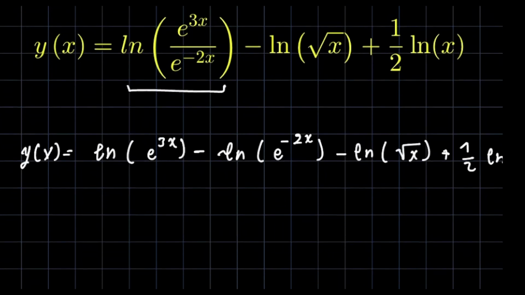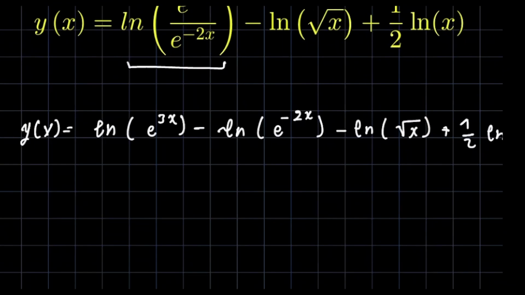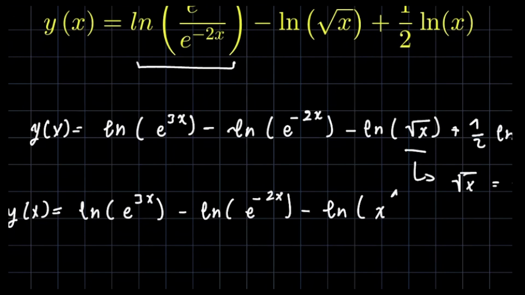And now here, not to forget that I also have a square root here, and square root is nothing but a to the power of half. So square root of x is basically equal to x to the power of half. And therefore, this expression rewritten would be y of x, again the first two terms written, ln of e to the power of 3x, minus ln of e to the power of negative 2x, minus, I'll just rewrite this now, ln of x to the power of half, and then plus half ln of x.